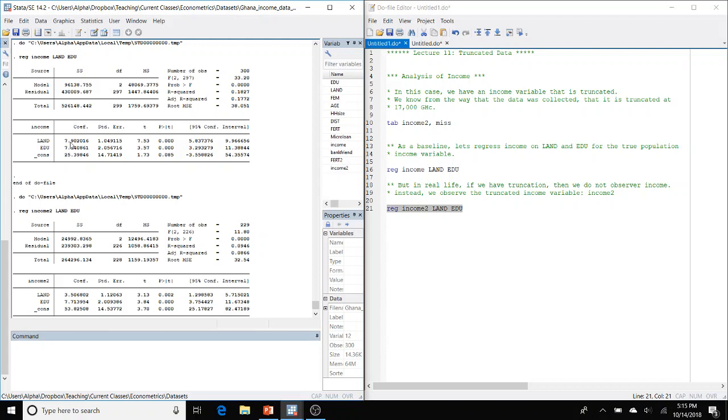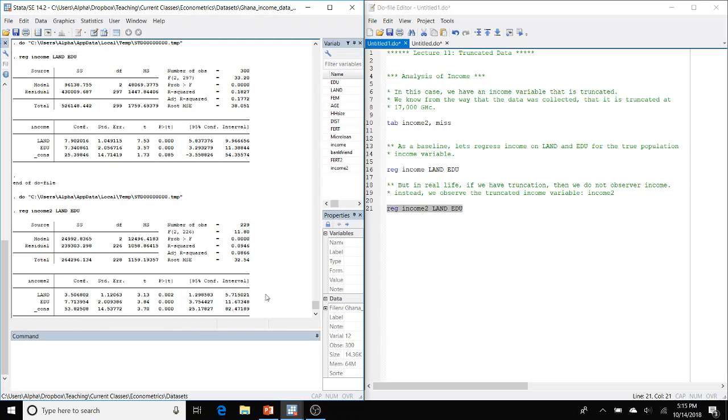All right, so then let's compare. The coefficient on land for the full population is 7.9. The coefficient on land for the truncated sample is 3.5. So this is much smaller. It's less than half. Let's compare education. Education for the full sample is 7.34. For the truncated sample, it's 7.71. So this is just a little bit bigger. It's not obvious if this difference would be statistically significant or not.